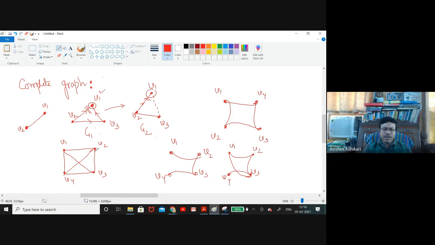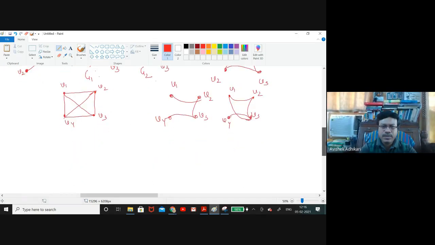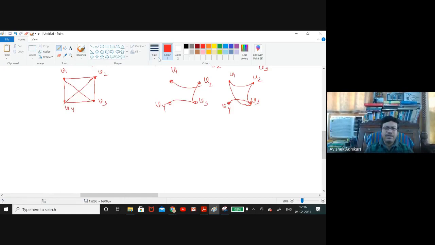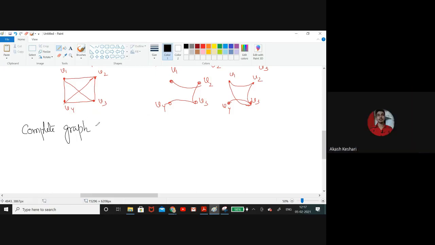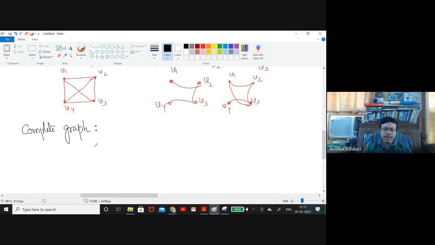Okay. Now, this leads to the concept of a complete graph. So that's the definition of a complete graph. Now can you tell me what the definition of a complete graph could be? Sir, for any Vi and Vj, there exists an edge from Vi to Vj. Very good.